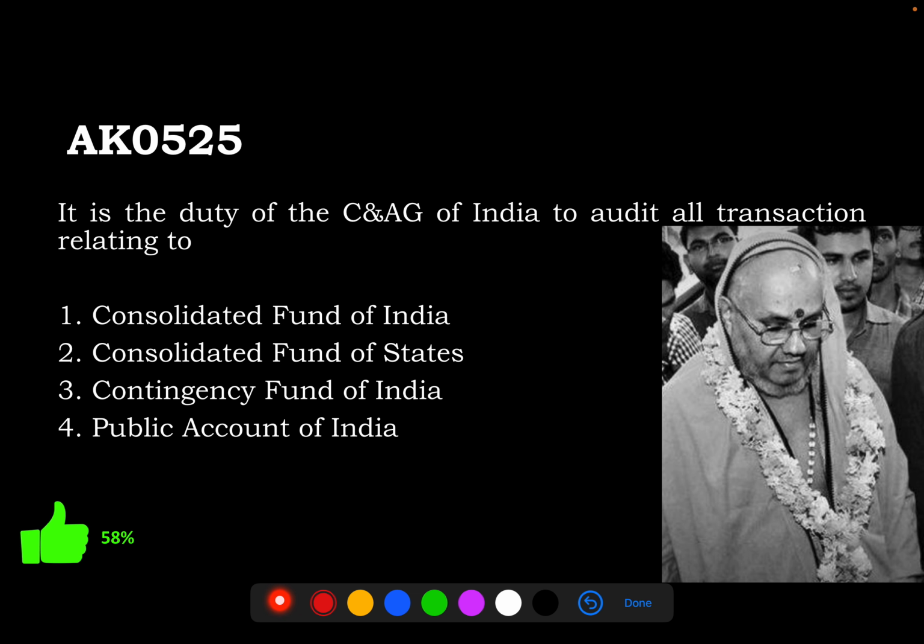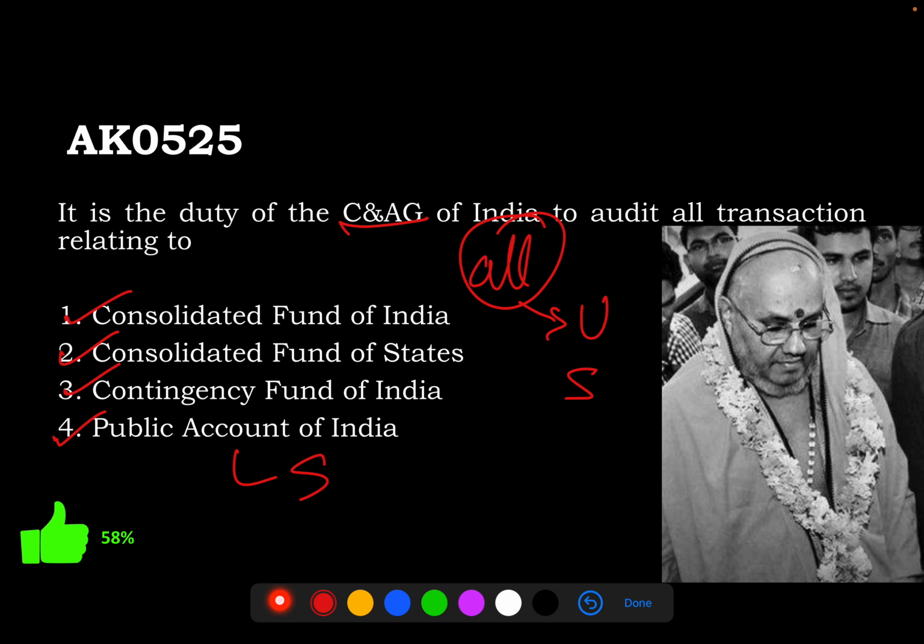Then it is the duty of the C&AG of India to audit all transactions related to the Consolidated Fund of India, of the State, the Contingency Fund of India, and the Public Account of India. See, the C&AG of India audits all the accounts of the government of the Union and states, right? So not only the three funds of the Union and the state, and the public account of India, even the public account of the state, the contingency fund of the state, everything, all transactions that take place for the government, they're all audited. So all of these is the correct answer.